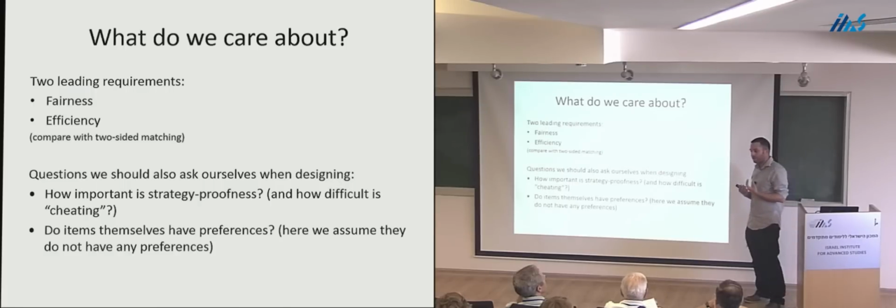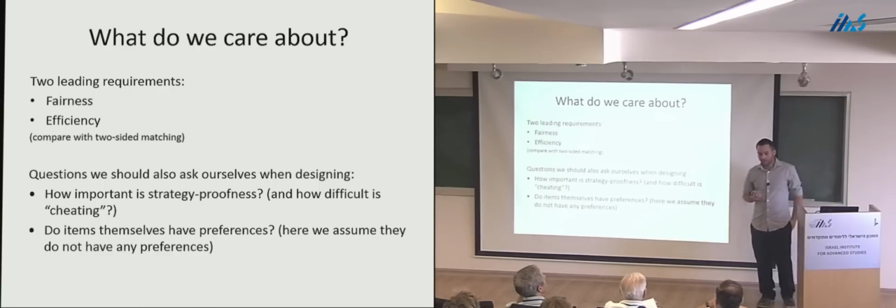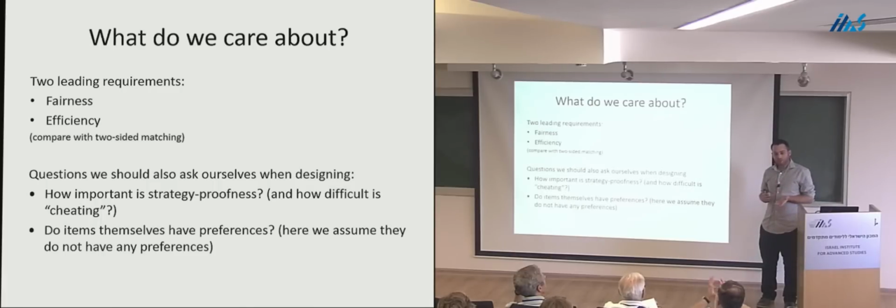So for example, I think probably you heard about the Boston mechanism in one of the talks here. And in the Boston mechanism, it's very easy to cheat because you know which schools are demanded and you know not to apply to those schools. But in other mechanisms, it could be a bit more difficult to cheat.